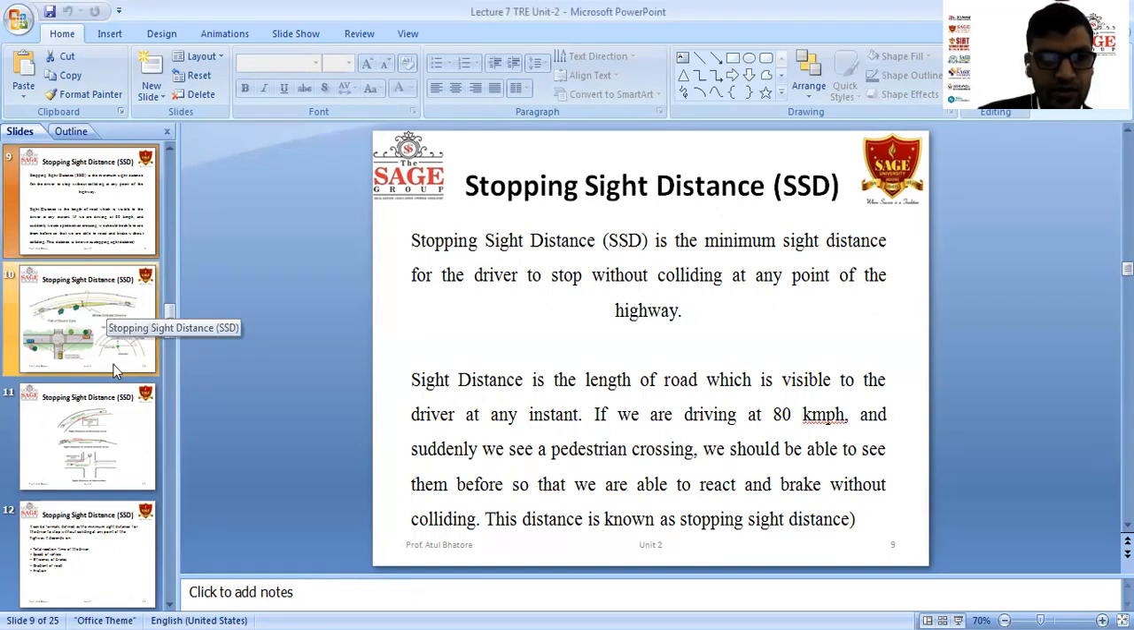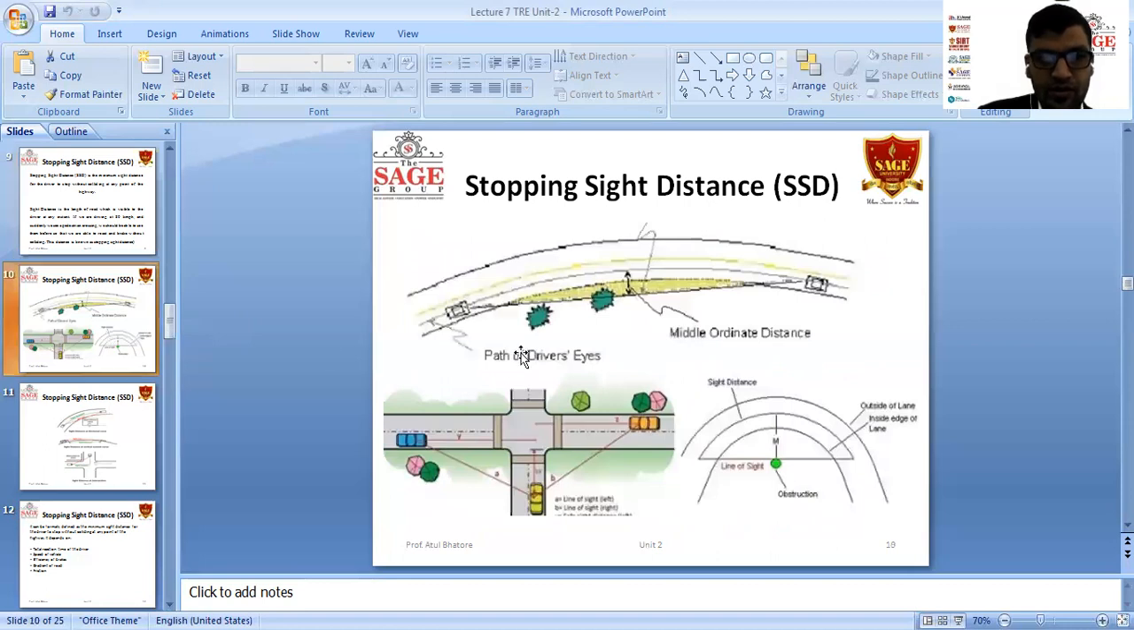Here you can see the figure of stopping sight distance. In the first figure, at the curve, when a vehicle is coming from the front direction and a vehicle is going in the opposite direction, both vehicles are not visible to each other. So it means at that curve we should provide at least the distance at which both drivers can see each other's vehicle. Now the second is distance at intersection.